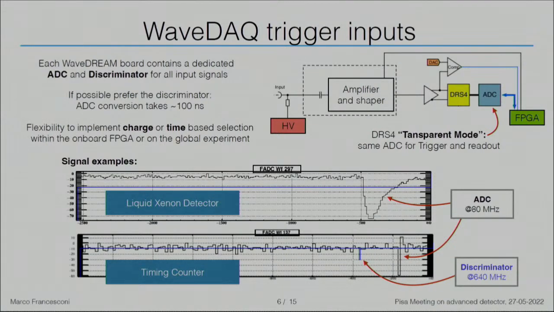Otherwise, we can use the ADC for charge or time-based selection. For example, here you can see an example of signal from the liquid xenon detector, where you can see the pulse recorded by the SiPMs. And in this case, instead, for one of the plastic timing counters, we have the small pulse coming from the discriminator, followed, after some latency, by the pulse recorded from the ADC.